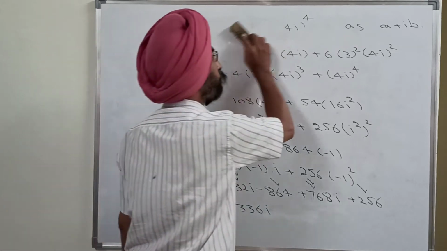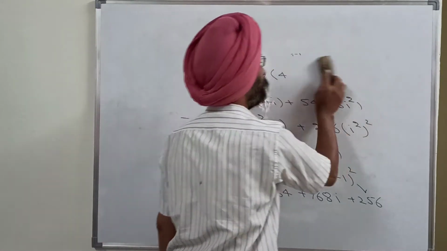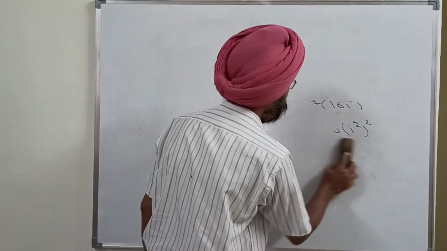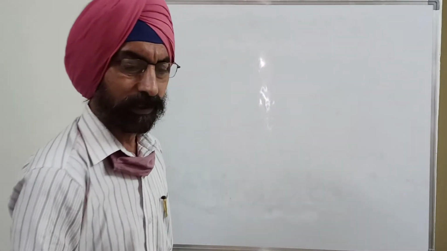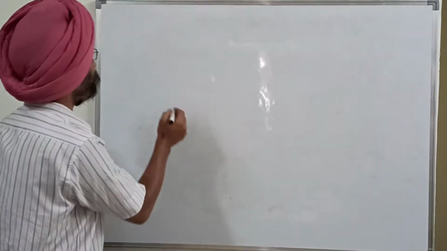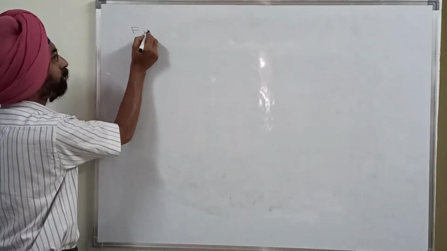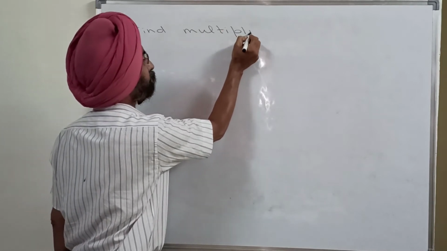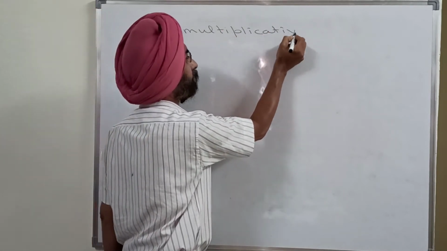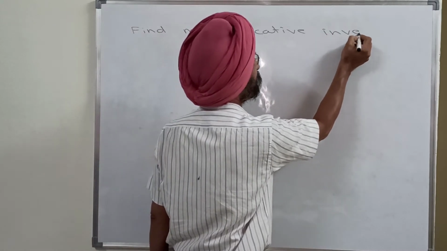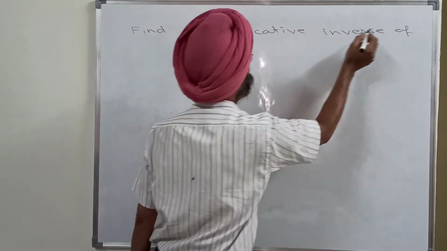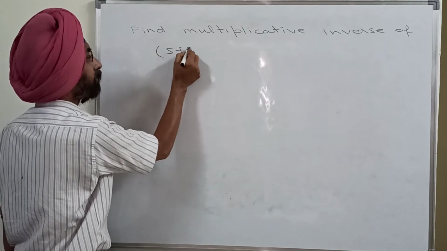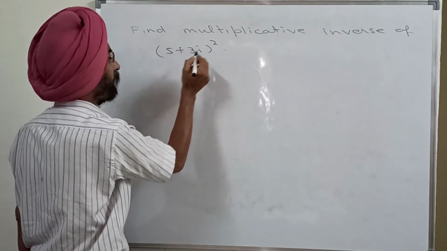Now I'll move on to a little bit different problems. So another problem I'm going to take here is: find the multiplicative inverse of (5 + 3i) square.